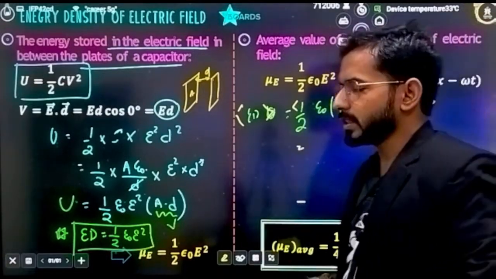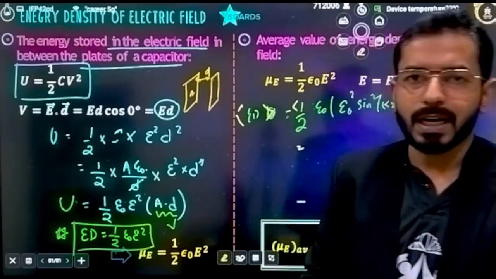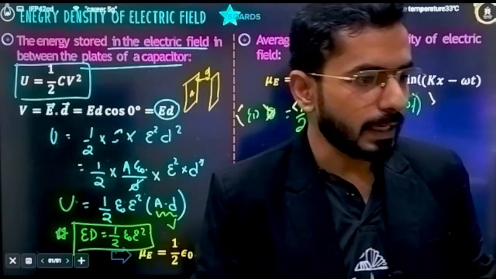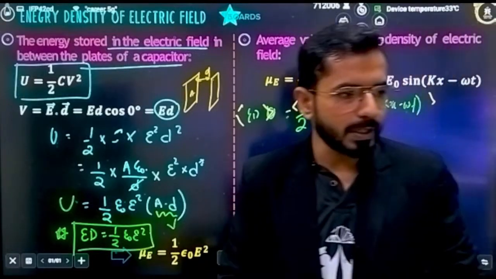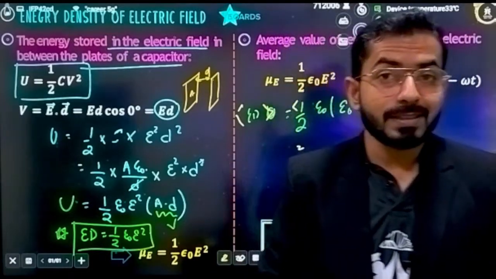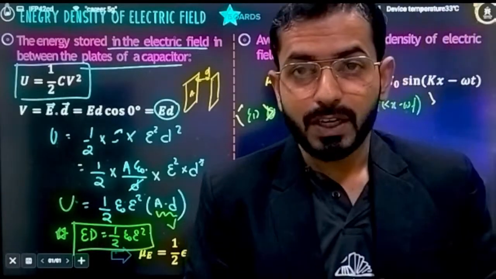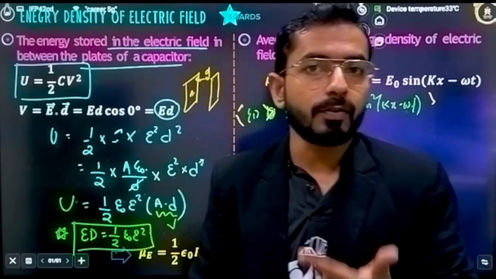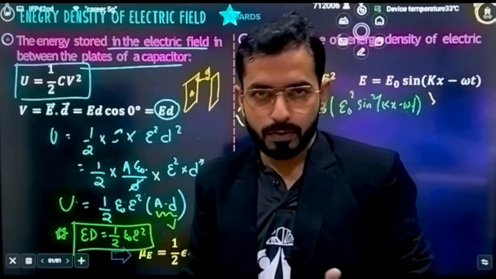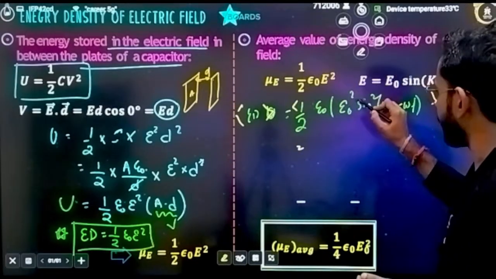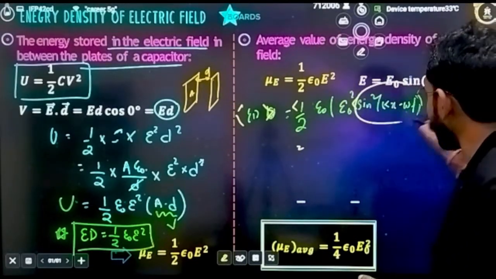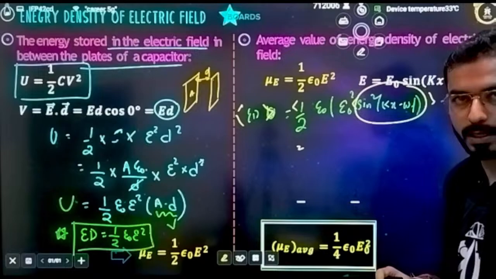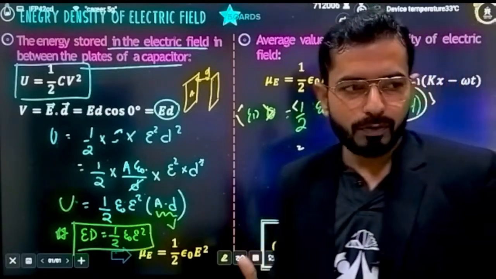Now tell me, what is the average value of sine theta cos theta in a complete cycle? What is the average value? Do you remember? Tell me. It is 0. And what is the average value of sine square omega t and cos square omega t in one complete cycle? It is half. Okay, so what will be the average value of this complete term, this important term, sine square kx minus omega t? This average value is going to give you half.